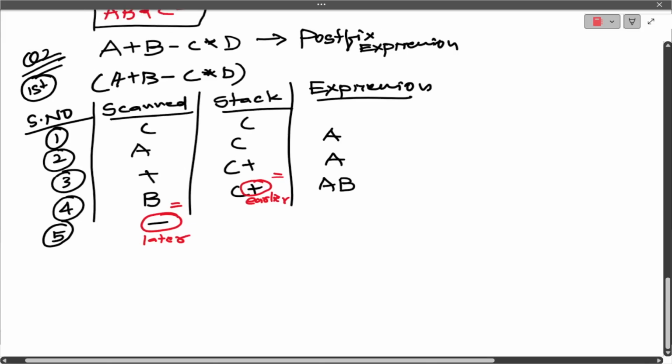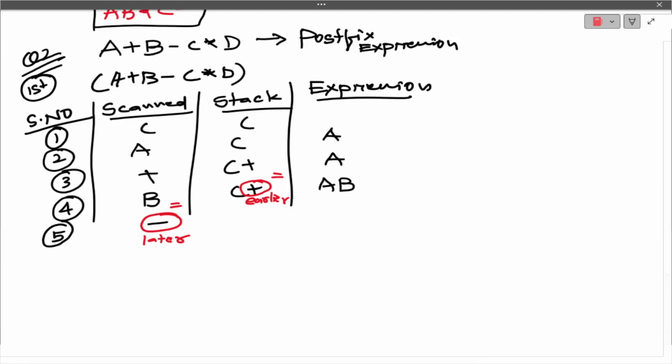So my earlier one will be popped to the expression, and my later one will be pushed to the stack. This is my new one, and the earlier one is popped. Now talking about 6, I have C. C will not be stored here, C will be stored in the expression.